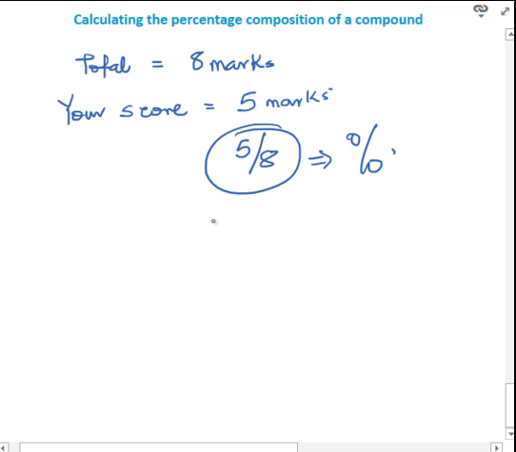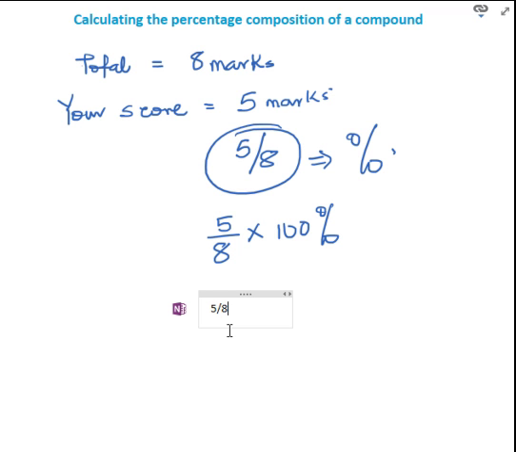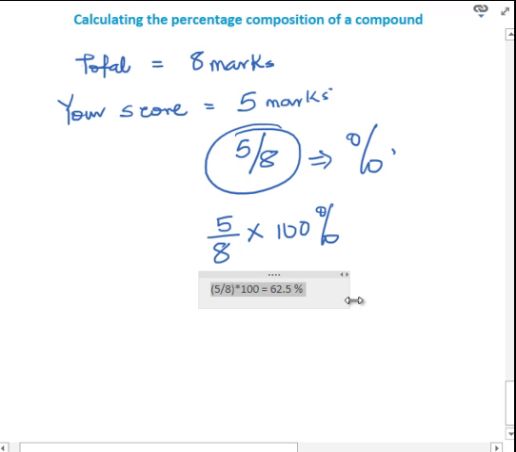It is just very simple. What you score over the overall marks times 100%. So your score in percentage is going to be 5 divided by 8, multiplied by 100. So you get 62.5%. This is your mark in percentage. This is how we are going to calculate the percentage composition of any compound as well.